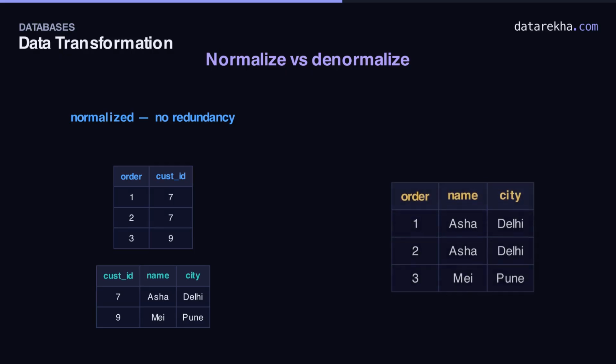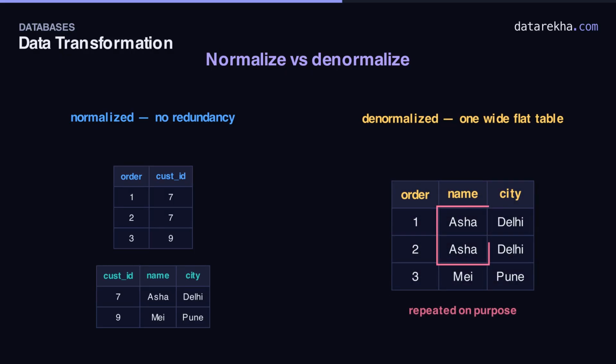On the right, the denormalized shape analytics prefers. Everything is pre-joined into one wide, flat table. Notice Asha's name and city now repeat across her two orders. That redundancy is accepted on purpose. Why? Because reads need no joins, so they fly.